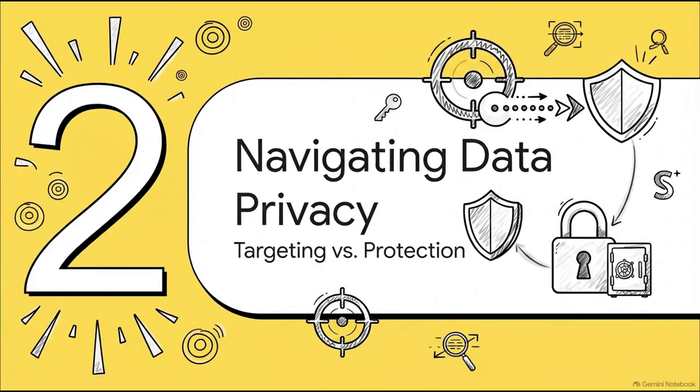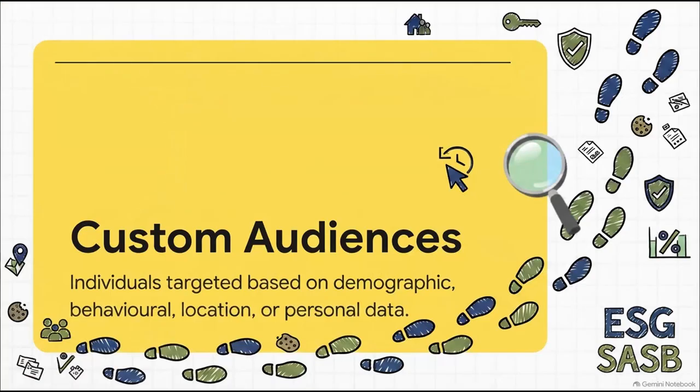Section 2. Navigating data privacy, balancing targeting and protection. Okay, so in a world of massive digital footprints, this standard focuses heavily on what we call custom audiences. These are individuals targeted based on highly specific personal data. We're talking demographic data, like your age or homeownership, behavioral data, like your online browsing patterns, and even location data, like GPS coordinates tracking your physical movement. Tracking all of this obviously requires some incredibly strict policy oversight.